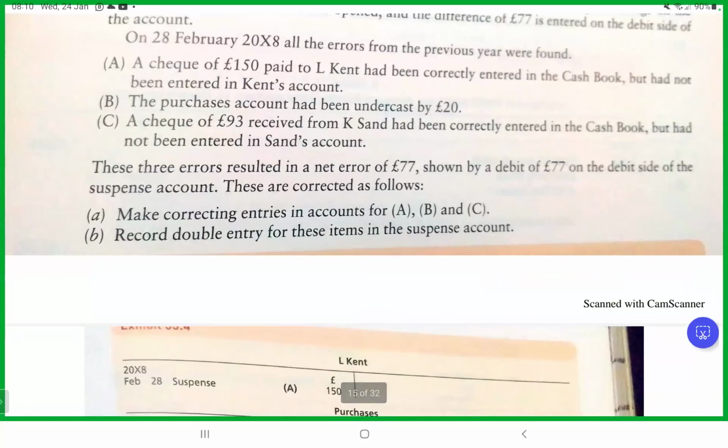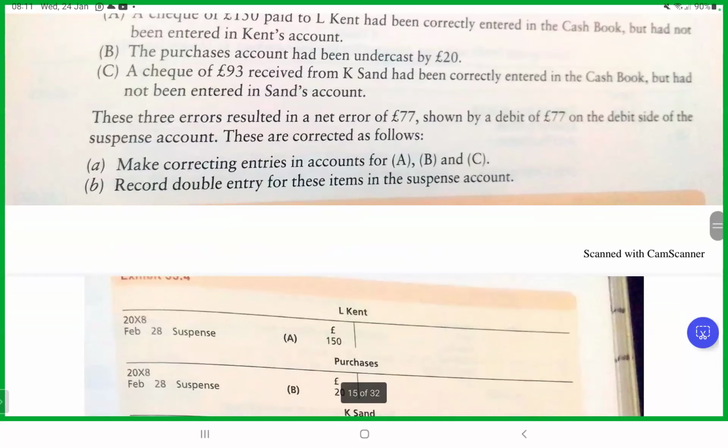So, for example, the purchases account had been undercast. You know that the purchases account has the debit entry, okay? Because you have these inventories that you just keep. So now, since you have this amount, what you have to do for an undercast is record it on the same side.